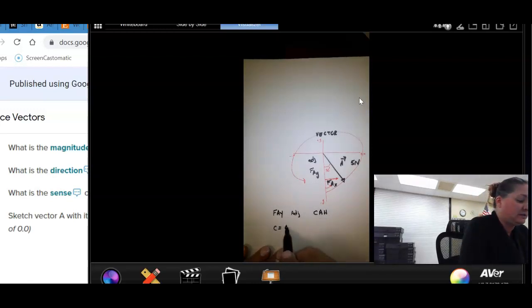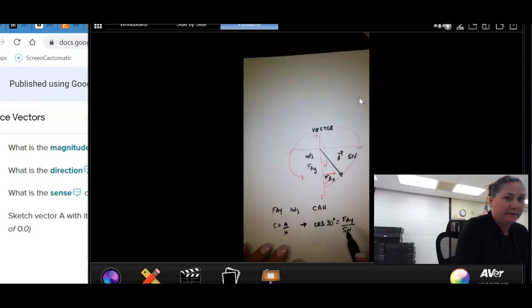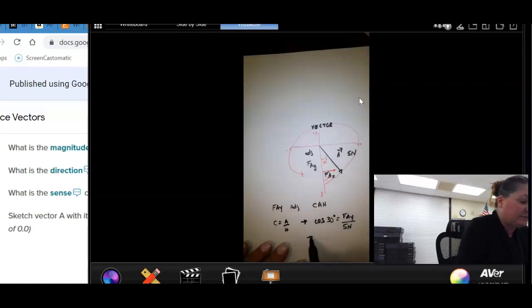So cosine is adjacent divided by hypotenuse, or cosine of the angle, 30 degrees, equals, we don't know what adjacent is, so we're just going to give it its label, force of vector A in the y direction, divided by the 5 newtons. You can rearrange it to say force of vector A in the y direction is equal to 5 newtons times the cosine of 30 degrees.